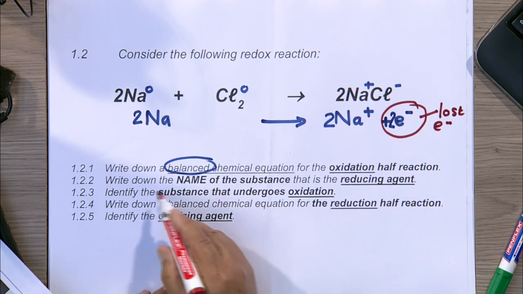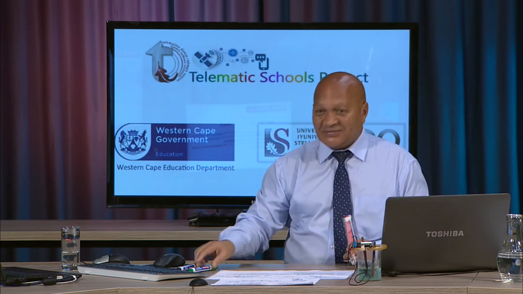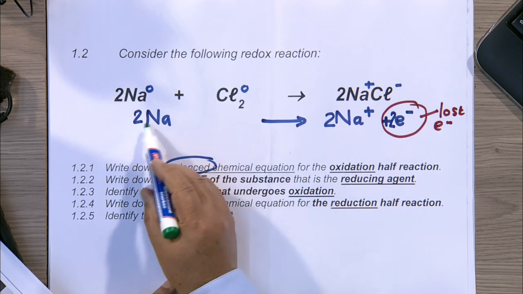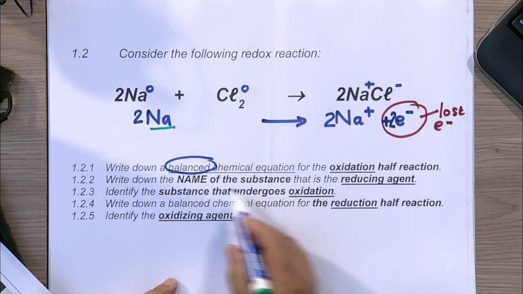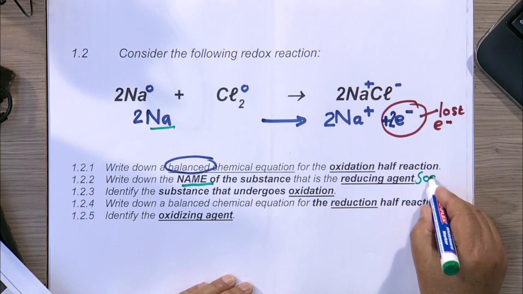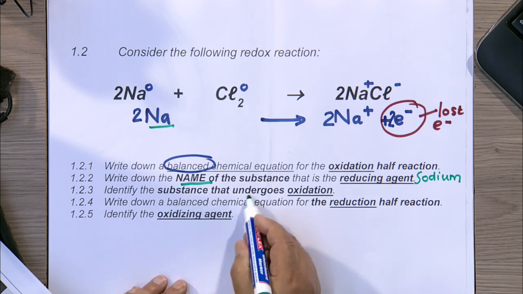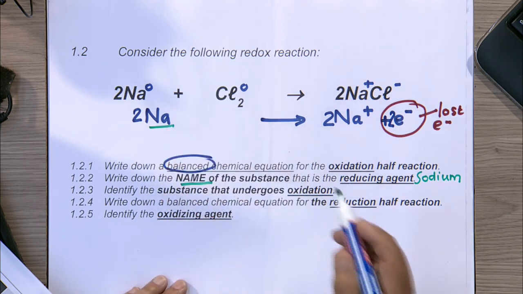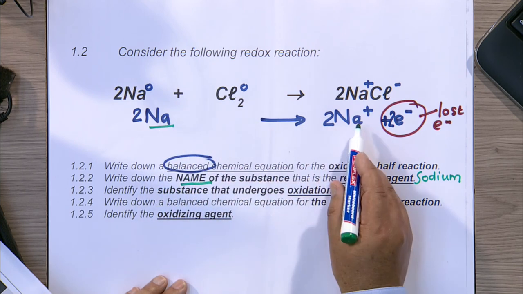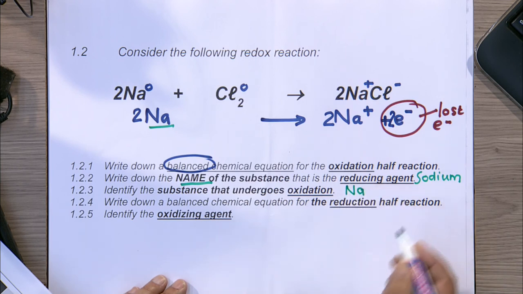Now they say, write down the name of the substance that is the reducing agent. Again, a reducing agent is a substance that is oxidized. So which one has been oxidized? Let's look again. The reducing agent here, therefore, is sodium. So I'm going to write down the name, nothing else. I write down sodium. I'm going to write it smaller now because I'm running out of space here. Identify the substance that undergoes oxidation. That means sodium will lose electrons. That is sodium when it has lost electrons already. So the substance that undergoes oxidation will be sodium.